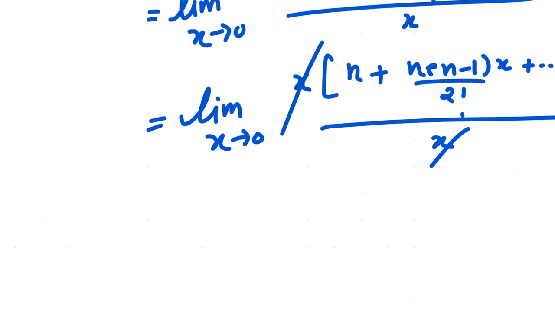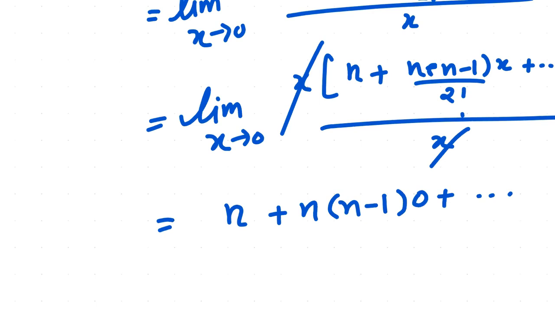Now we can put the value of x. So we will have, because this term is not having x, n plus n into n minus 1 into 0 plus and up to so on. So we will have n as the answer. Yes, ma'am. Okay. And now, got it?